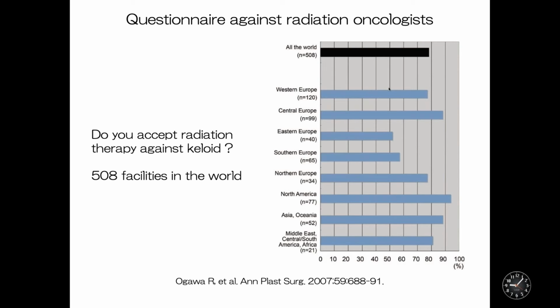And this is a questionnaire given to radiation oncologists. Actually, the attitude of radiation oncologists toward treating keloid differs by region. For example, there is a big difference between Europe and North America. In Japan and North America, 90% of radiation oncologists accept keloid treatment using radiotherapy, but just 50% of European oncologists accept keloid treatment using radiotherapy.